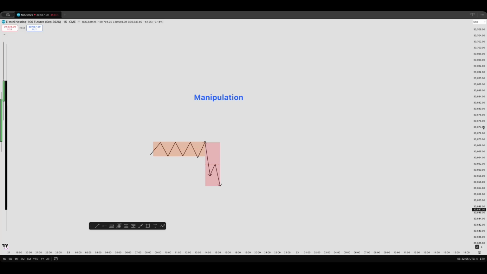Then we have manipulation, which is simply where price aggressively moves out of that consolidation and accumulation range by sweeping some form of sell side or buy side liquidity. What this does is it triggers stop losses and it catches retail traders on the wrong side of the move. And this is the fake out that catches most breakout traders off guard.